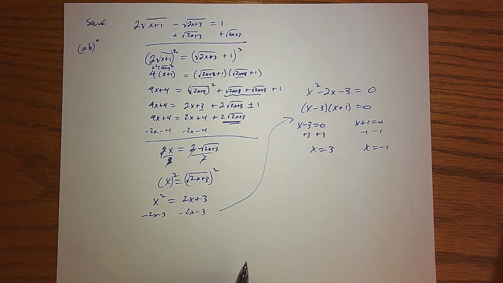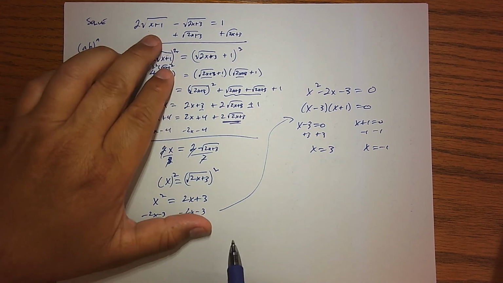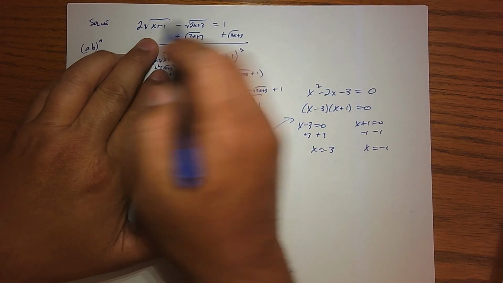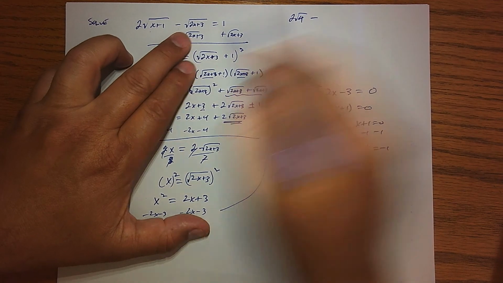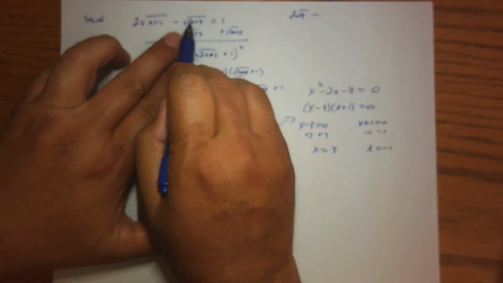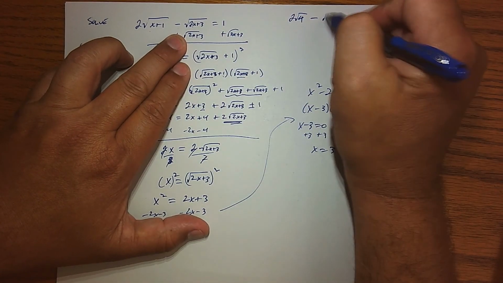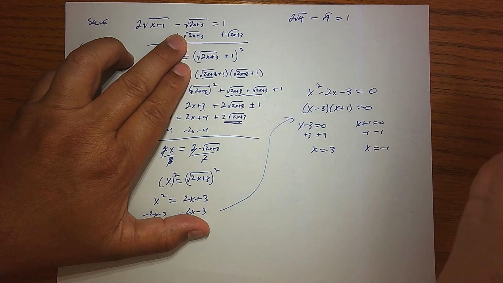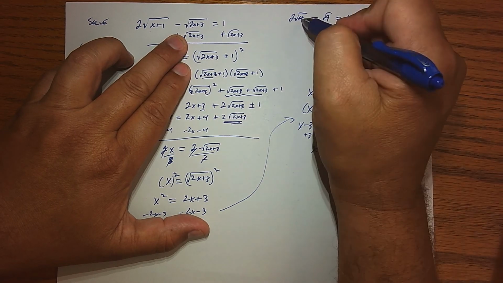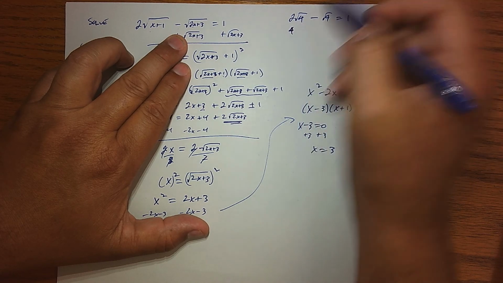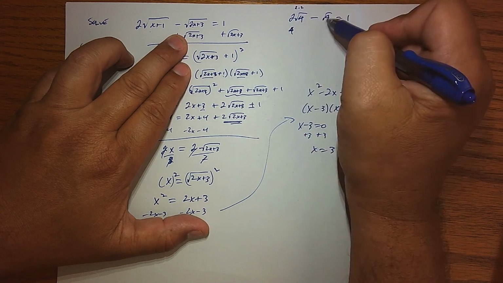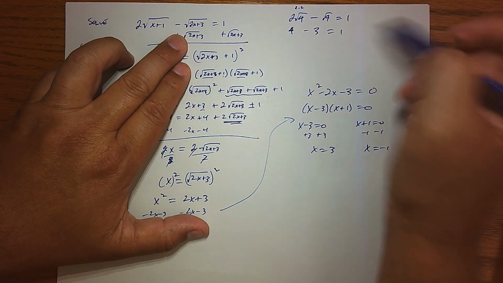So again, what we have to do, we got these solutions, but do they actually work? And so when I come up here, if I put a 3 in here, 3 plus 1 is 4, so we have 2 times the square root of 4, minus, if I put a 3 in here, 2 times 3 is 6, so we end up with the square root of 9. So is this going to be a true statement? Well, the square root of 4 is 2, so we have basically 4 there, right? Because this is 2 times 2, minus 3 equals 1, and that's true.